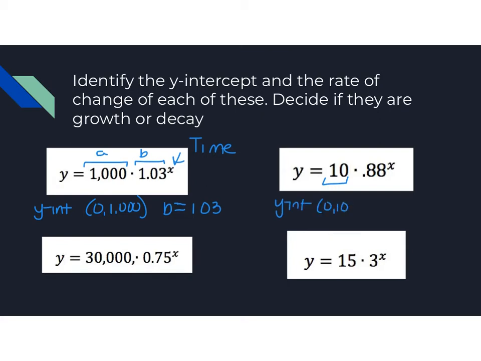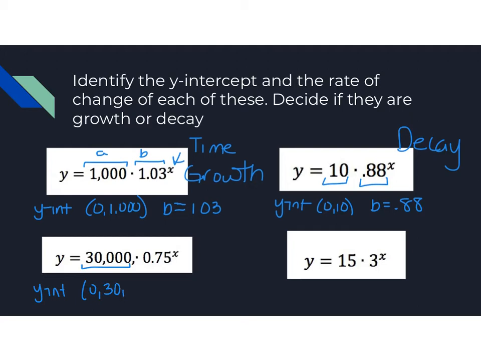would be (0, 10). This b value is less than 1, which means that this is exponential decay. Looking at the next one, again, your a value is that number in front. Always write it as a coordinate. The b value is the 0.75. That number is less than 1, which again would make this decay.